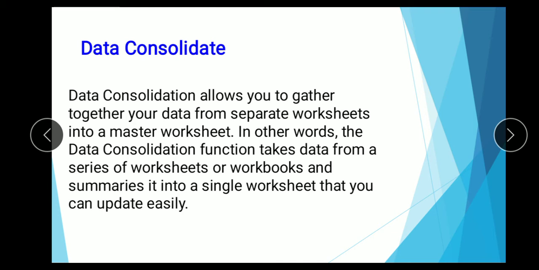This is called data consolidate. In other words, the data consolidation function takes data from a series of worksheets or workbooks and summarizes it into a single worksheet that you can update easily. Through data consolidation, you can manage 2-3 sheets of data in a single sheet. Suppose you have sheet A, sheet B and sheet C. Then when you follow data consolidate, you can merge the data of 3 sheets in one sheet. So this is called data consolidate.